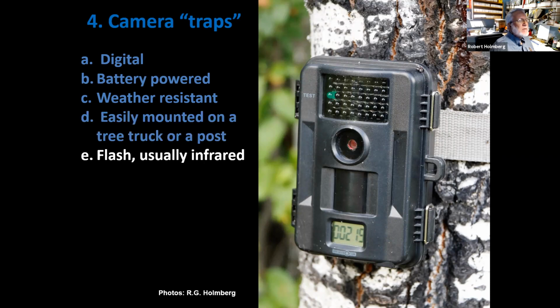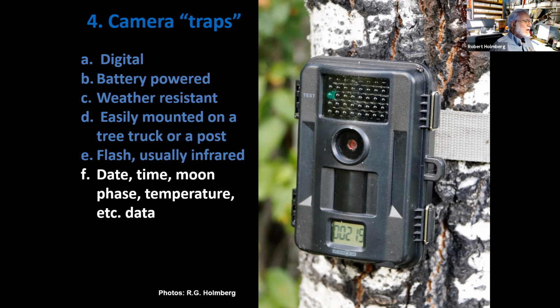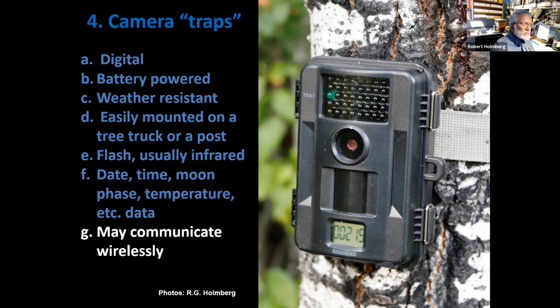So there's usually a flash with it, and they used to have normal camera flashes, but that usually startled animals. So we've gone to infrared flashes, which the animals usually don't see. And because they're digital, you can get date, time, moon phase, temperature, all kinds of data associated with the photographs. And nowadays they can communicate with cell phones. So as soon as the camera is triggered, you can get a message on your cell phone and see the image without going to the trap itself.